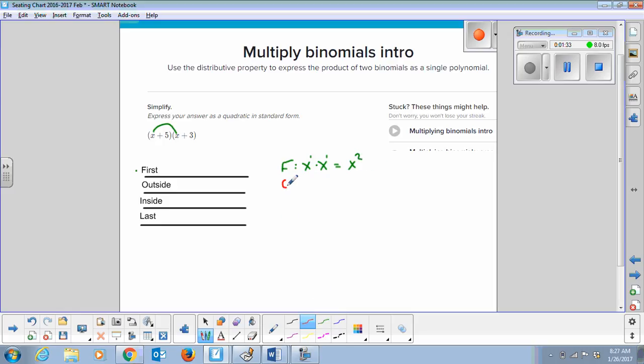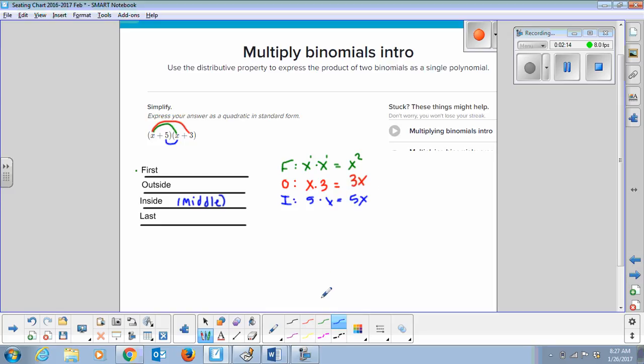My O term, the outside terms, are the terms on the first and last that I see. So we do x times 3. Okay, and when we multiply that through, we get just 3x. The next term would be our inside term, so that's our middle term. So if you need to write that, it's middle. And for us, that would be 5 times x. So my I term is 5 times x, which is just 5x.